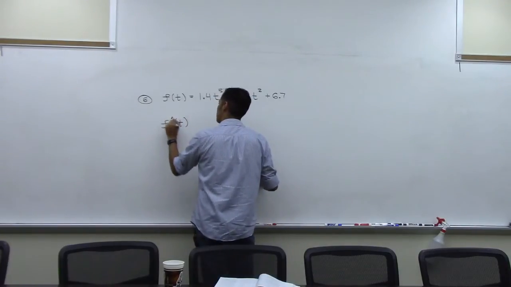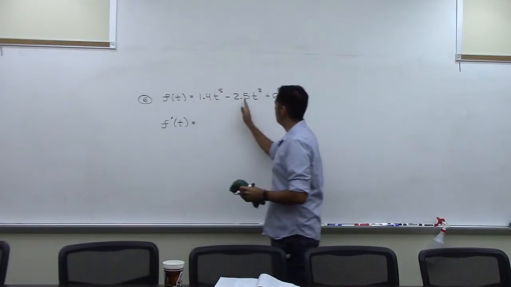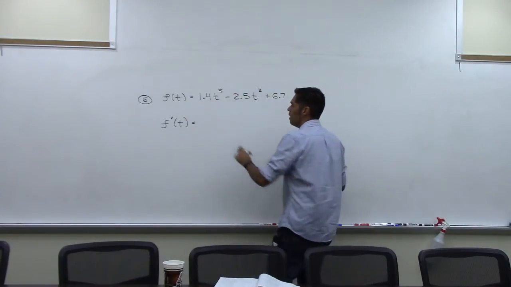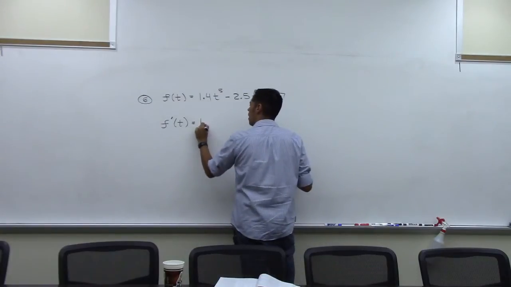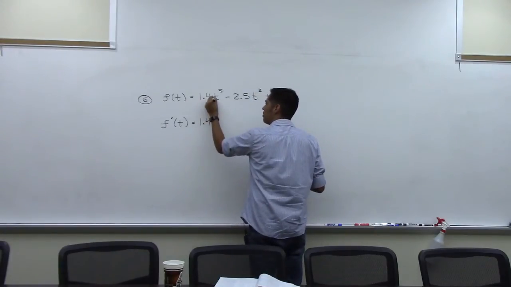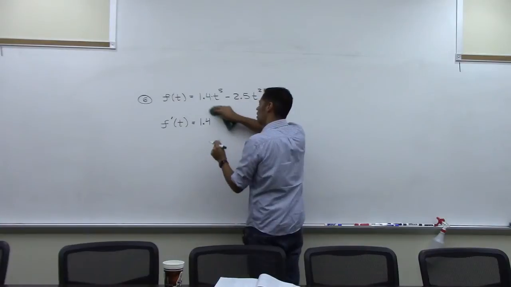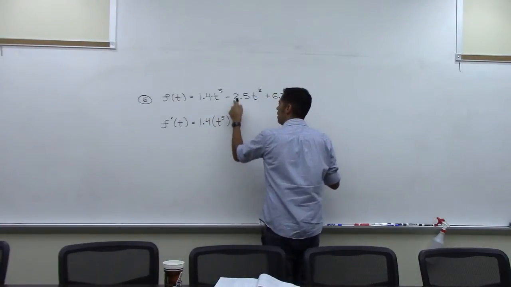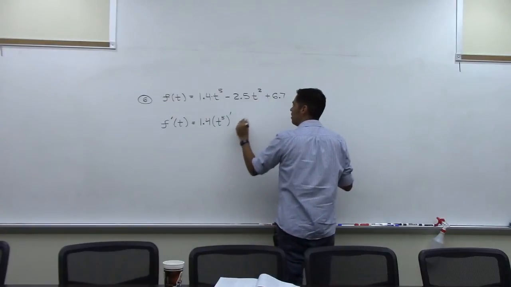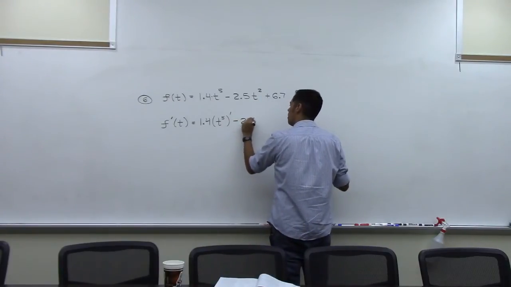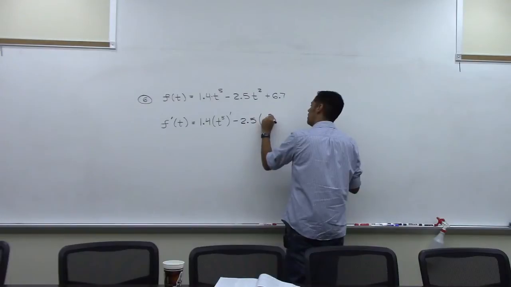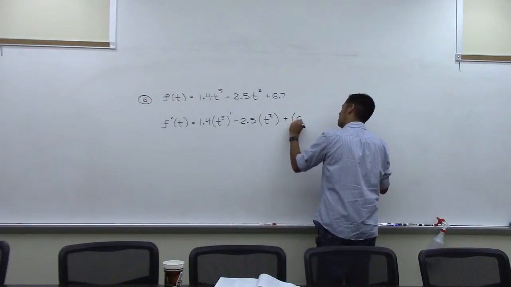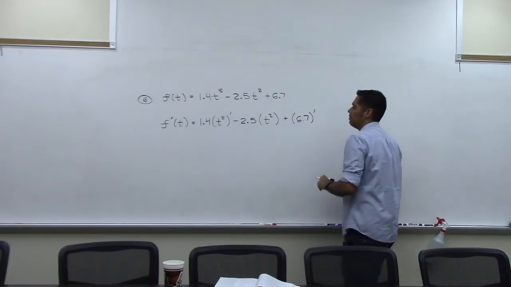using the shortcuts. All right, so I have 1, 2, 3 terms. I can differentiate each one separately. The 1.4 comes along for the ride because it is a constant attached to a function through multiplication. I will need to take the derivative of t to the fifth. Minus 2.5 times t squared, so the minus 2.5 comes along for the ride. I'll need to take the derivative of t squared, and then plus the derivative of a constant, which I know is going to be 0.